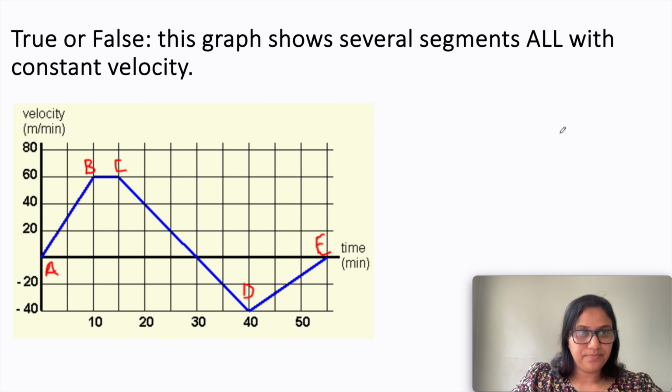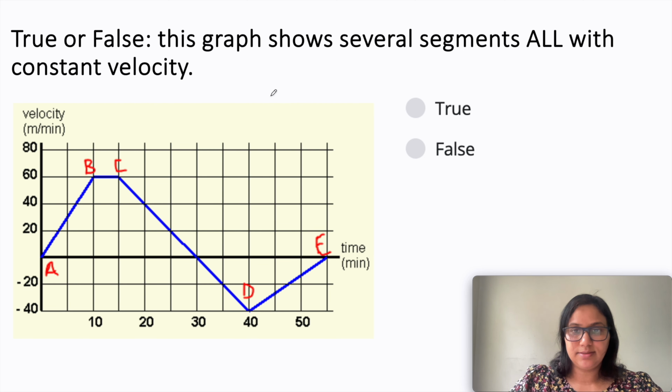Next question, true or false? This graph shows several segments all with constant velocity. Is it true or false? Definitely it is not true. So the answer is false, because constant velocity is only represented by the portion B to C. In all the others, there is either increasing or decreasing acceleration.